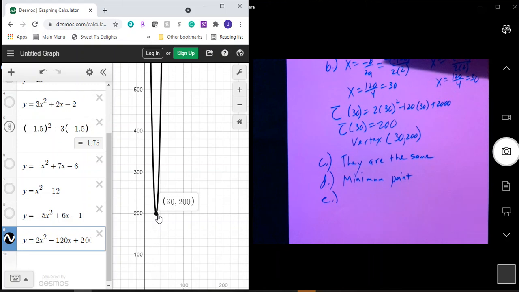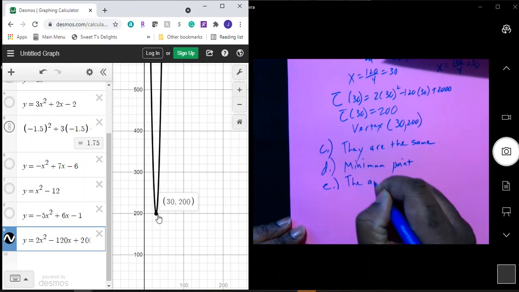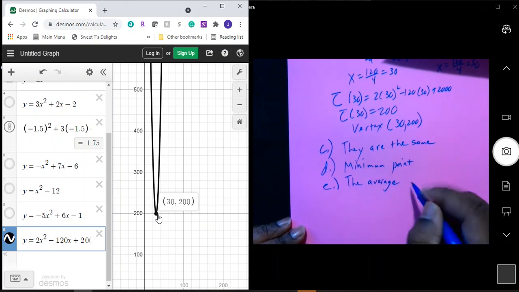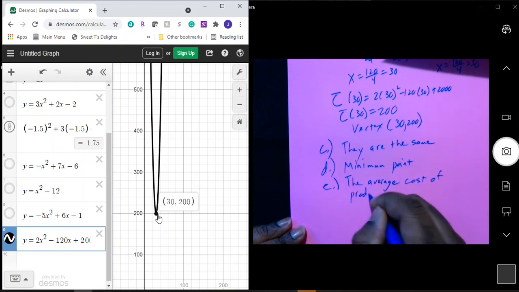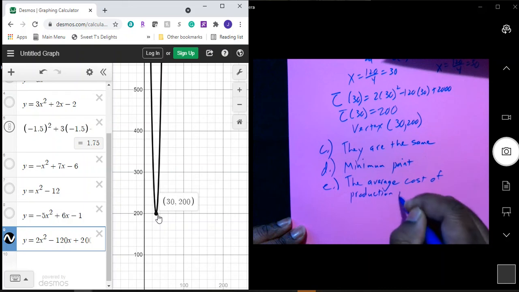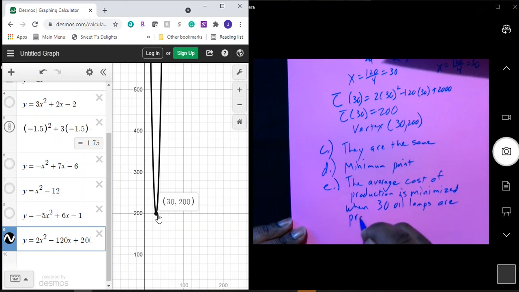E, what is the practical meaning of the vertex in this situation? Okay, the practical meaning is the average cost of production is minimized when 30 oil lamps are produced.